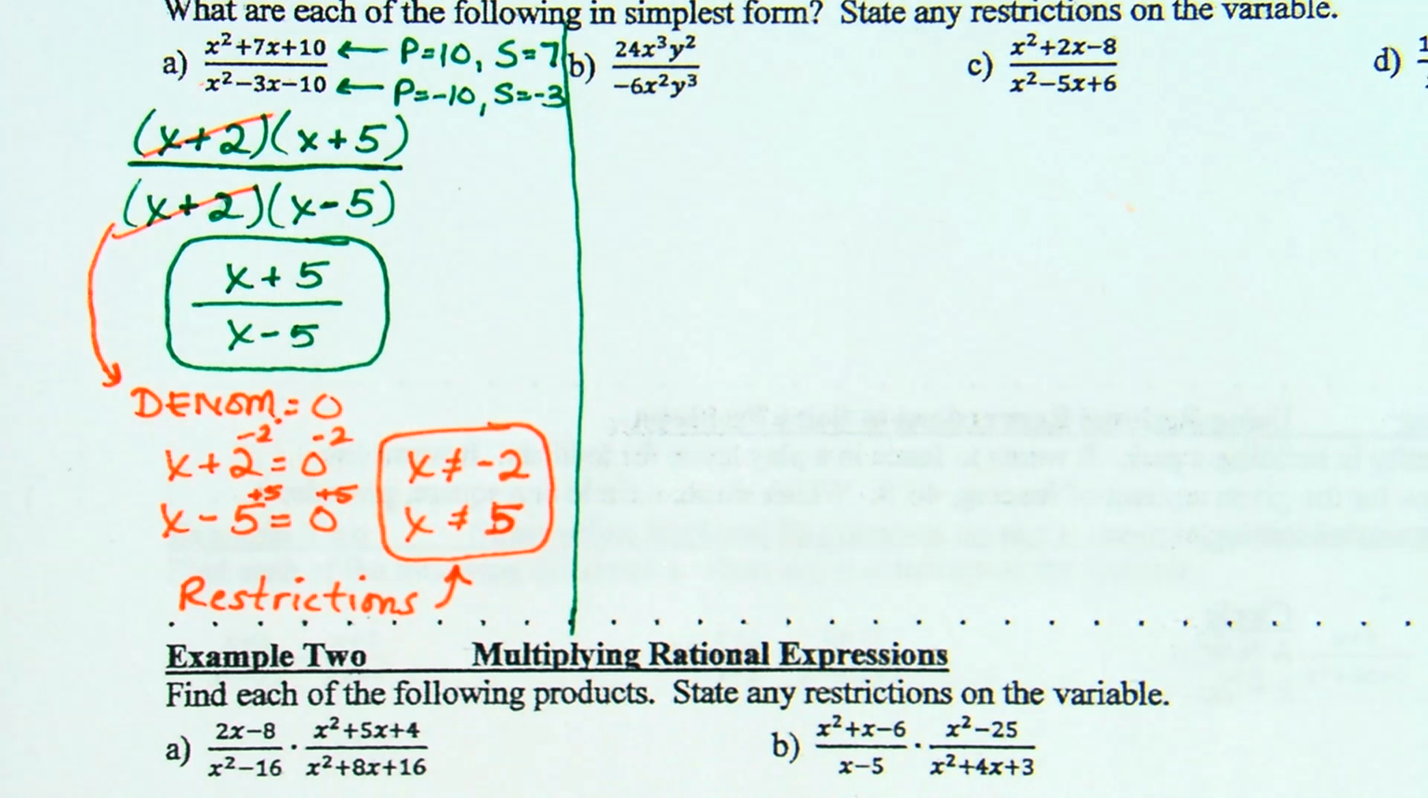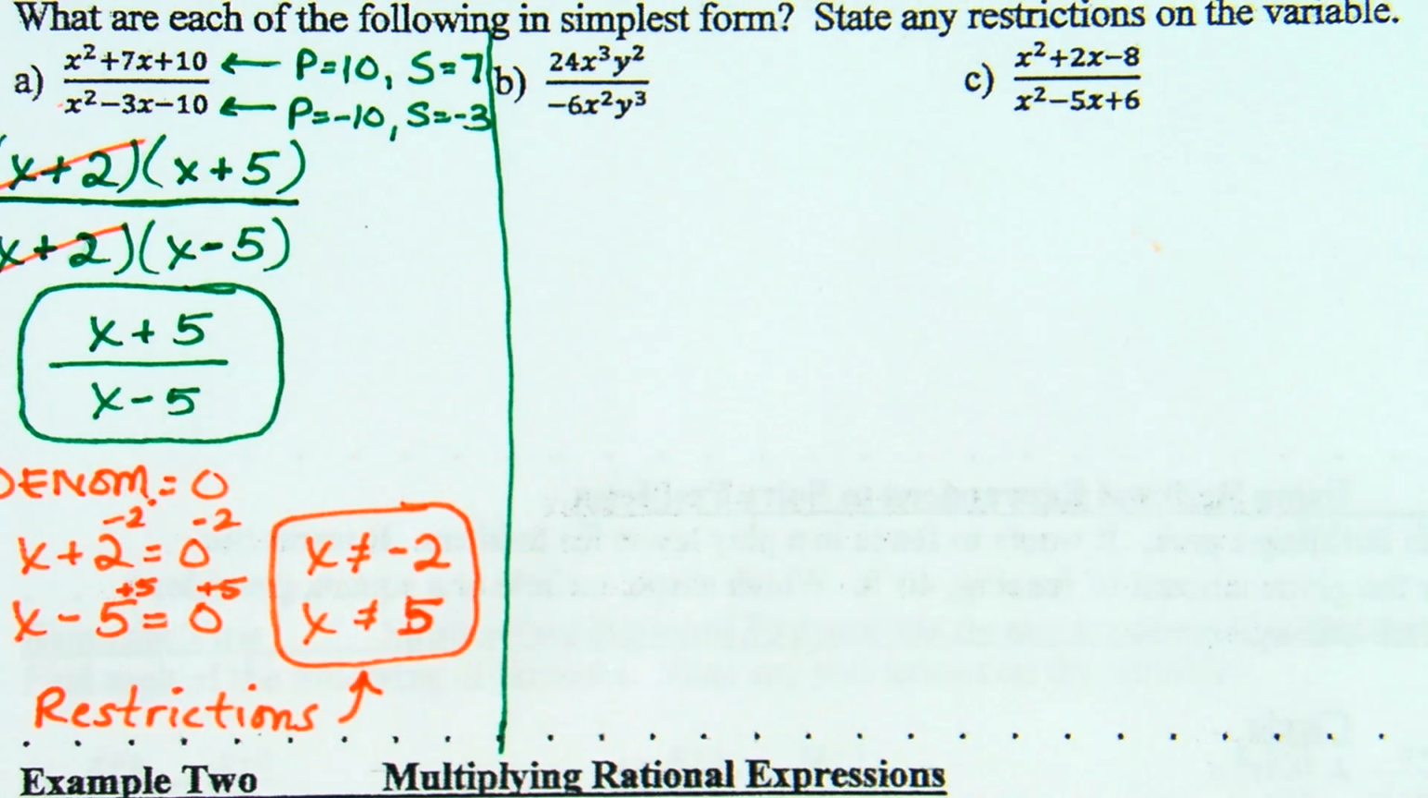Okay, let's try B. B is a little different. It's not quite your typical problem. We'll get back to more of a typical problem on C. Our job is to factor and reduce. Now, the difference here is, do we have any adding and subtracting? No. So do we have anything that's, quote, married? No. We have one big term on top, 24x cubed y squared. We have one big term on bottom, the negative 6x squared y cubed. One term on top, one term on bottom. You can cancel anything you want.